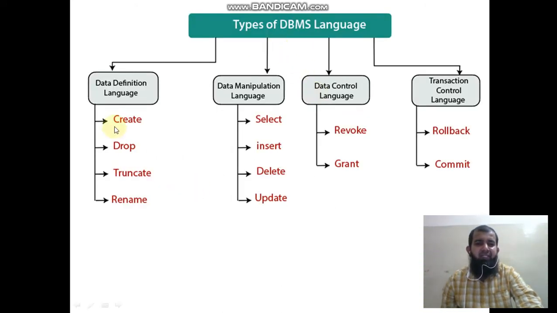So under DDL, the commands are create, drop, truncate and rename. Then under DML, the commands are select, insert, delete and update. Under DCL, data control language, revoke and grant commands. Then under TCL, transaction control language, rollback and commit. These two commands come under TCL. So first we'll study data definition language.